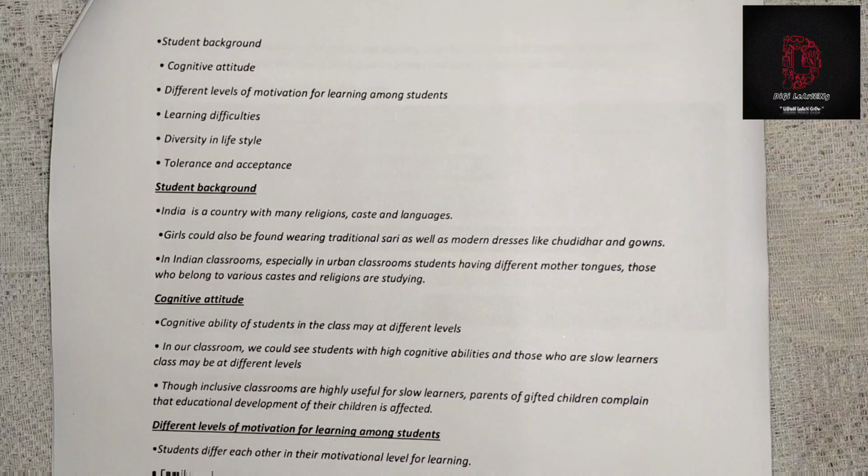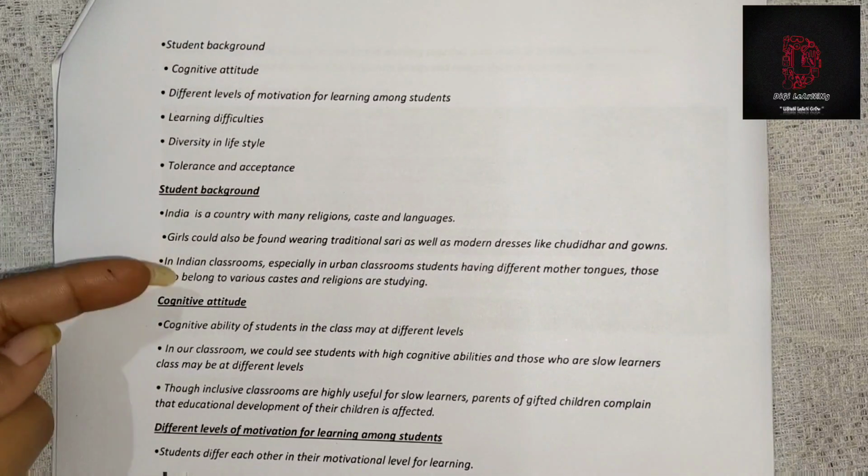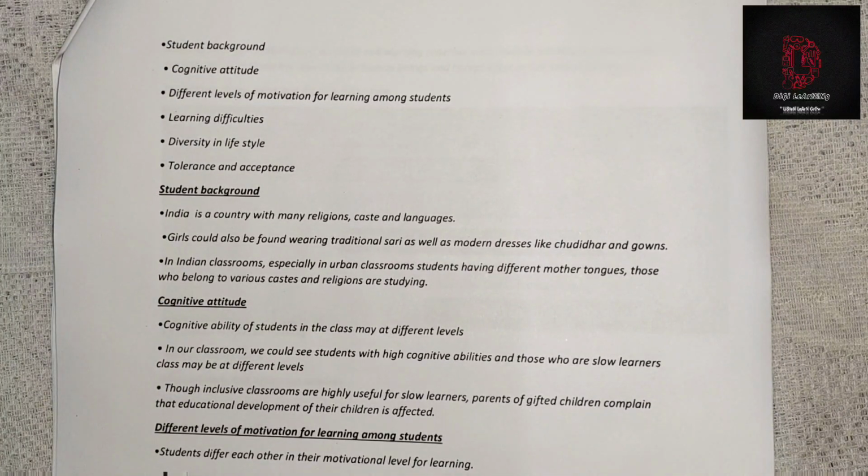मतलब सबको आप एक ही बात बोल करके मोटिवेट नहीं कर सकते हो ना. So different levels of motivation for learning among students. Learning difficulties, diversity in lifestyle, and tolerance and acceptance. Okay. Now comes the student background. अब यहाँ पे मैंने जितने भी points दिए हैं उसको एक एक करके explain कर रही हूँ. First is the student background.